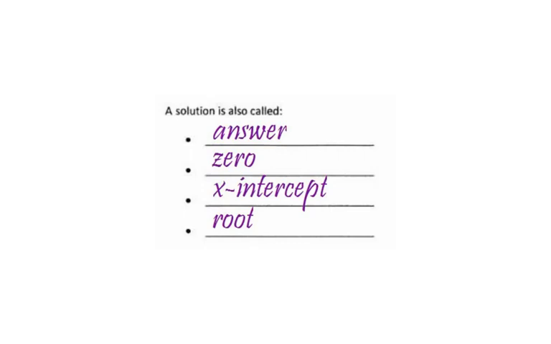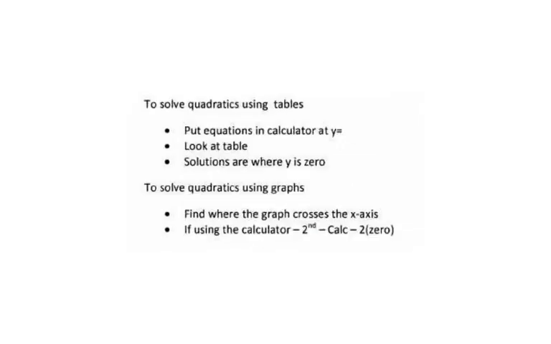This is for Algebra 2. This is solving quadratics by graphing and factoring. We need to remember that a solution is also called an answer, a zero, an x-intercept, or a root. When you take the test, it may ask any of those questions, but they're all wanting the same thing, and that's where it crosses the x-axis.